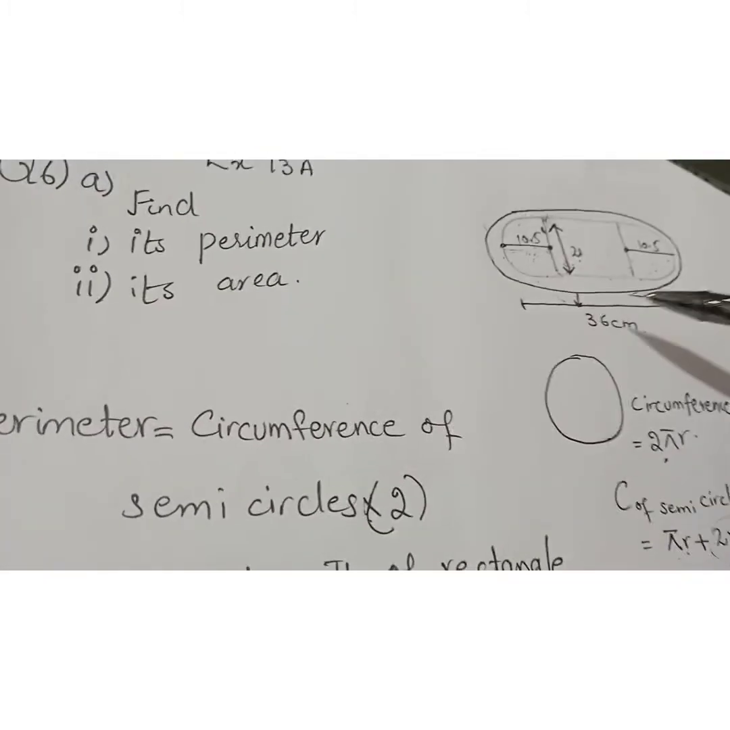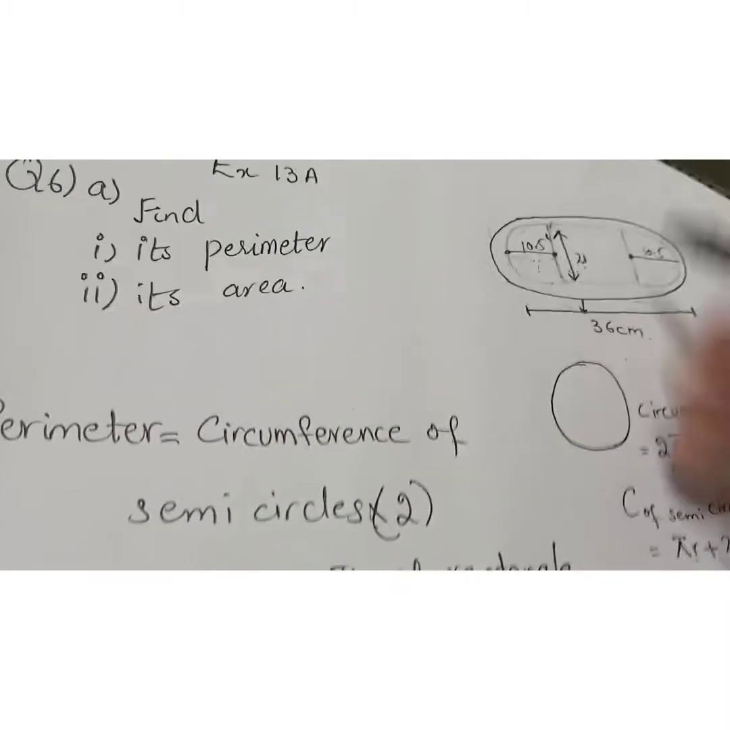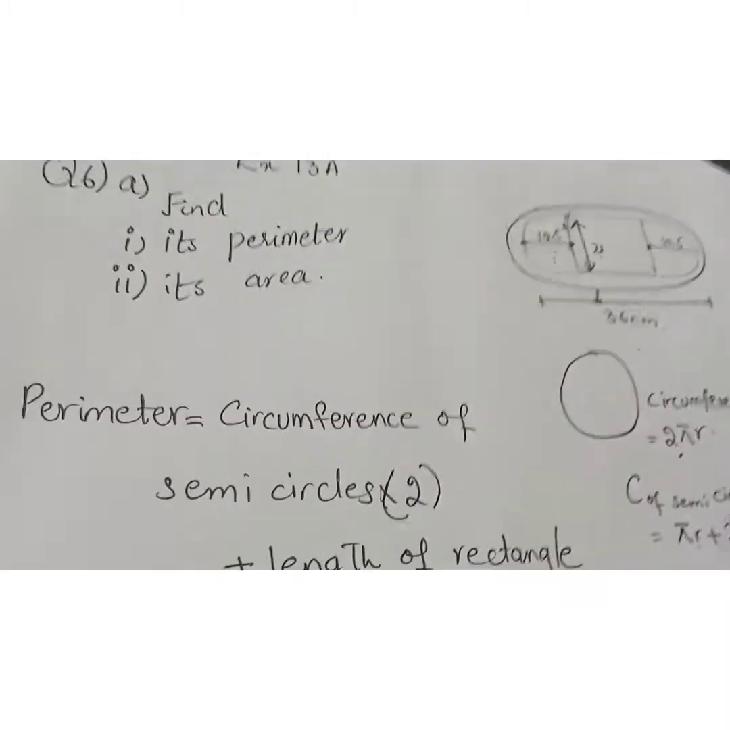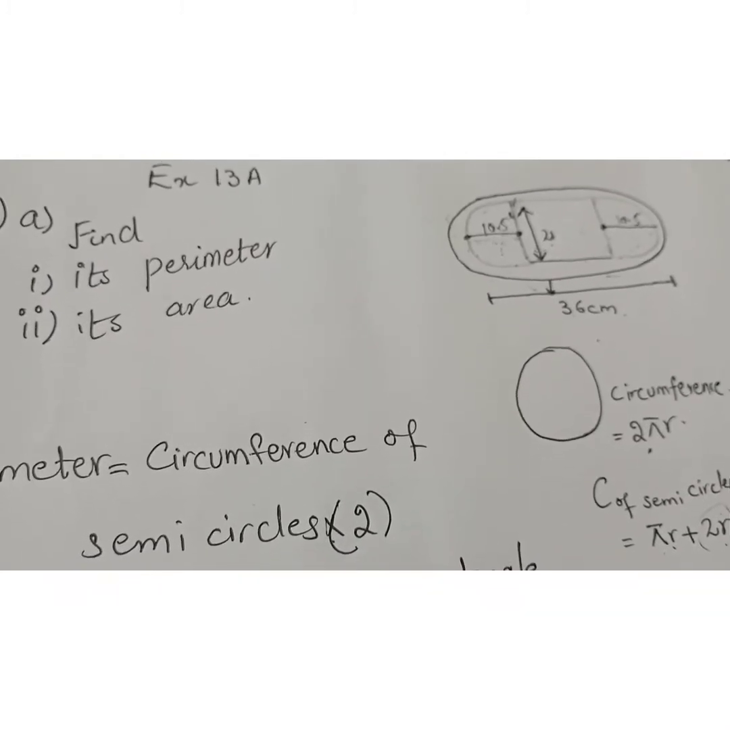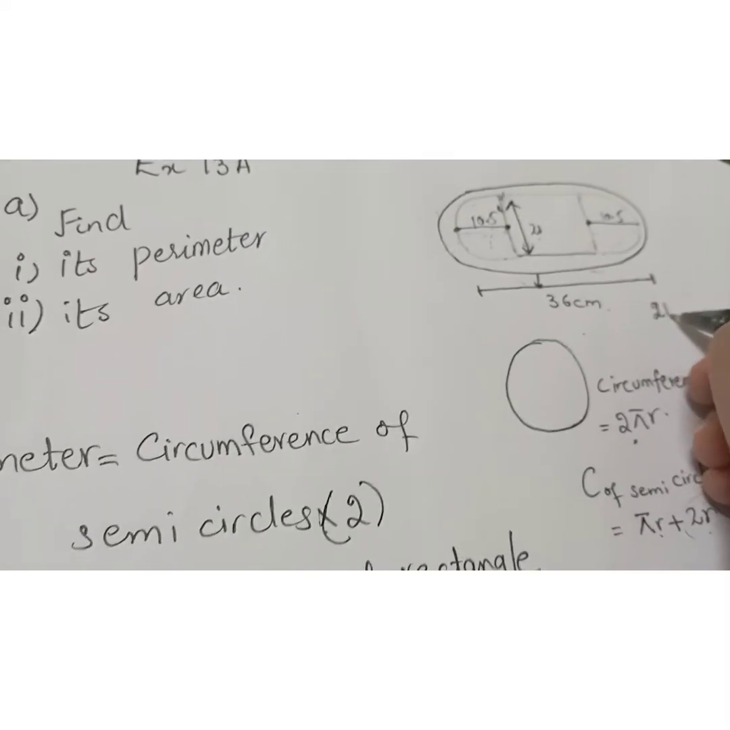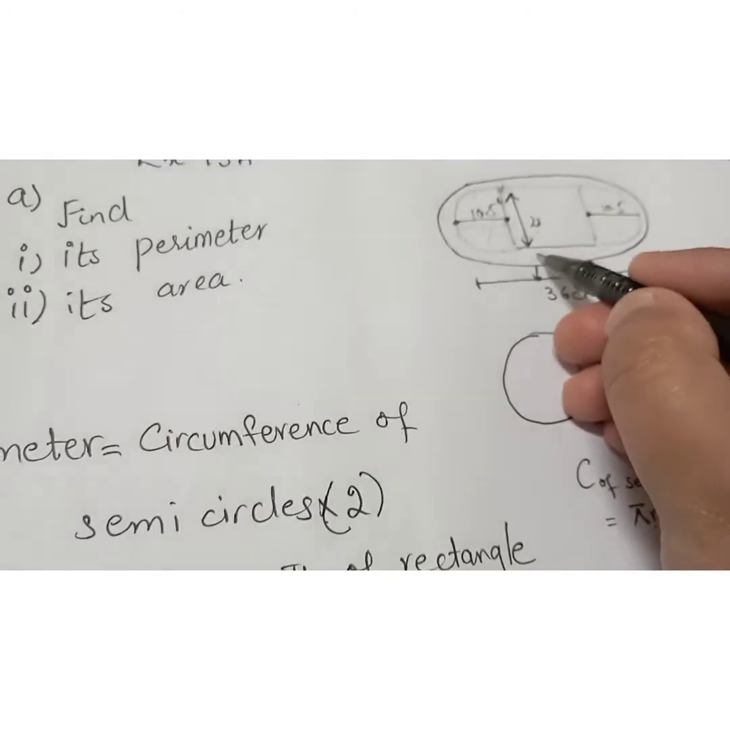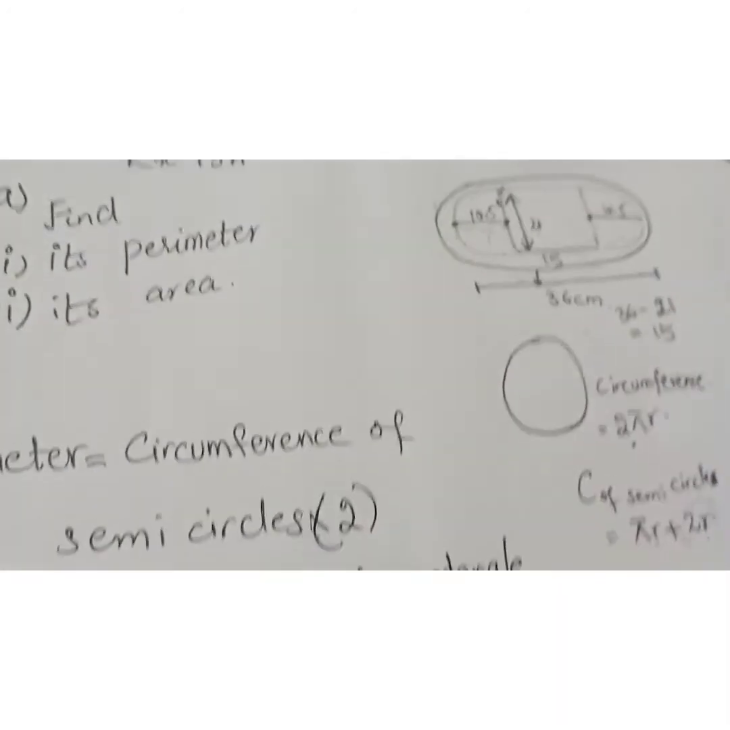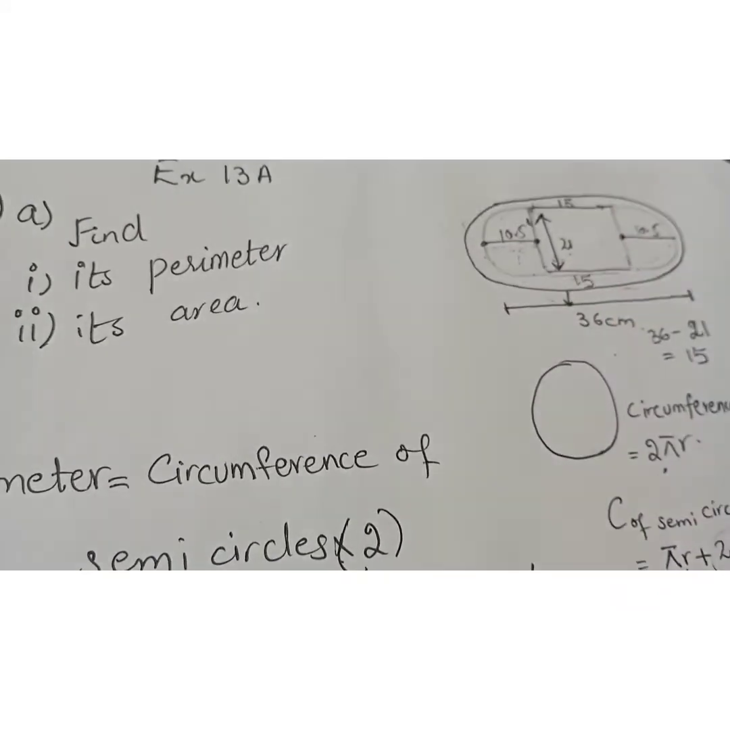So let's subtract this 10.5 and 10.5 from 36, so we get the length of this particular portion. 10.5 plus 10.5 is 21, total 21. When we subtract it from 36, we get 15. So this length would be 15. Similarly, this length would also be 15, which will be a part of the outer boundary.